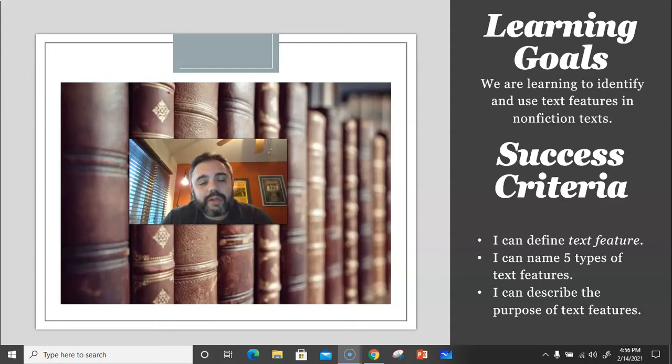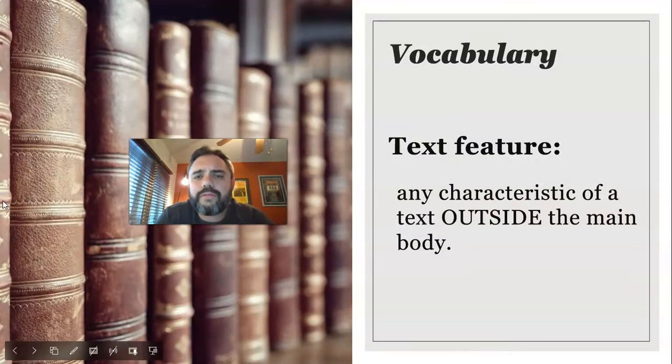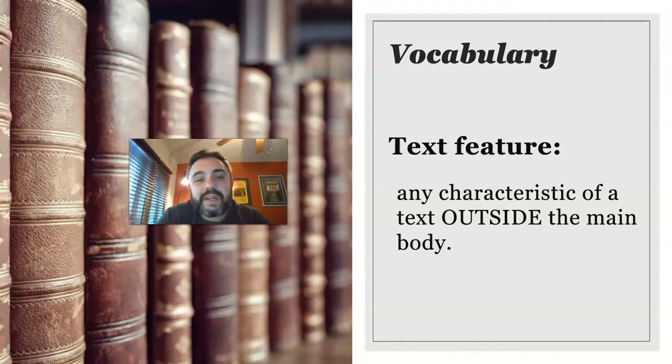Now that we have that out of the way, let's scoot on over to some vocabulary and then dive into some examples of text features. Our vocabulary for the day is the word text feature. The text feature means any characteristic outside of the main body of text. Okay? They provide tons of useful information for us, and as we learn to identify and use them, they'll be a big help for us. But we got to know what they are. The text feature. Any characteristic of a text outside the main body of text.